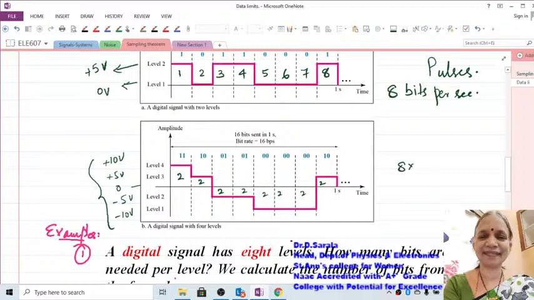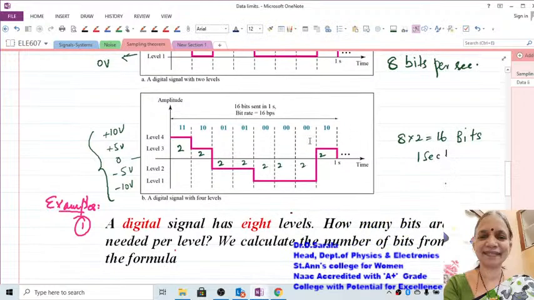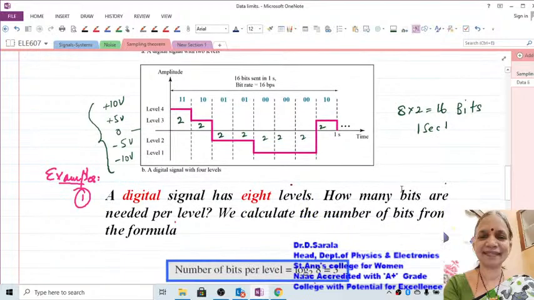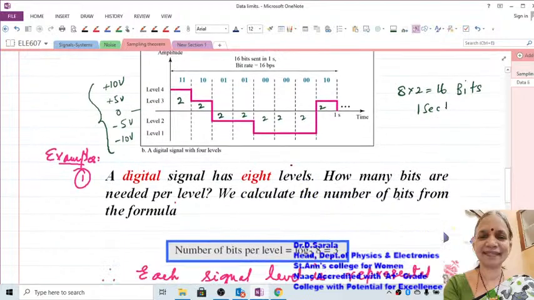So 8 into 2, 16 bits you are sending. You are sending 16 bits, again in 1 second only. So more number of bits you are sending because levels are more. So the more the levels are, the more the information, and the rate also will be higher.